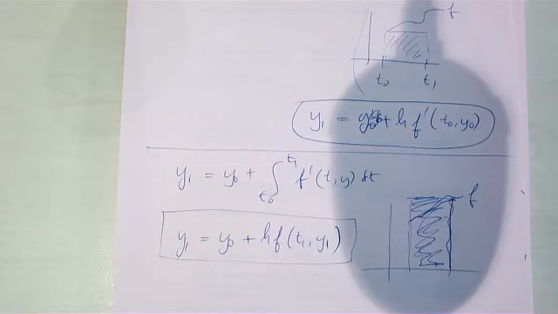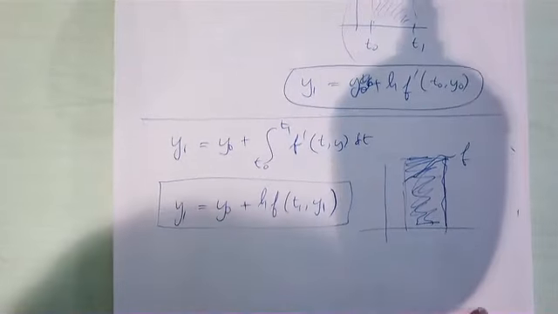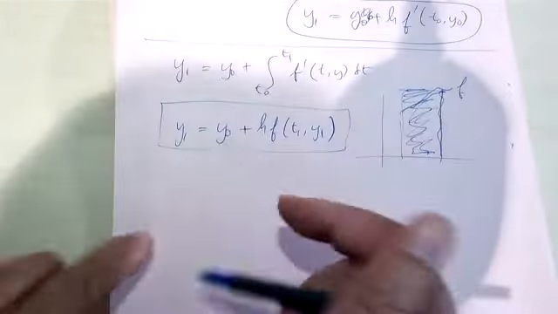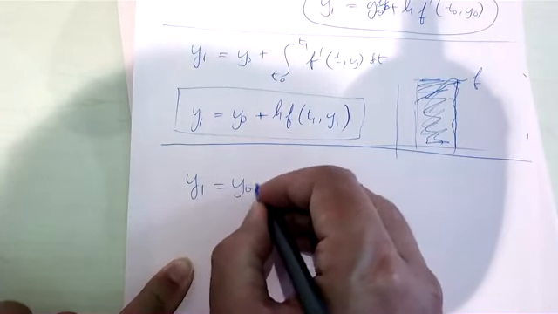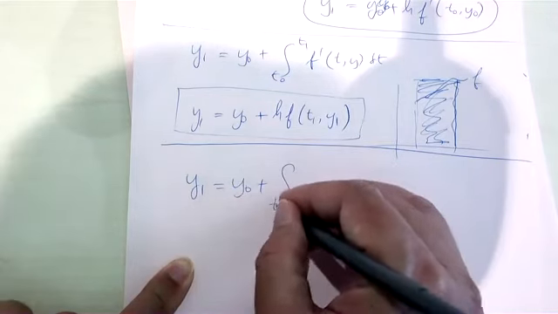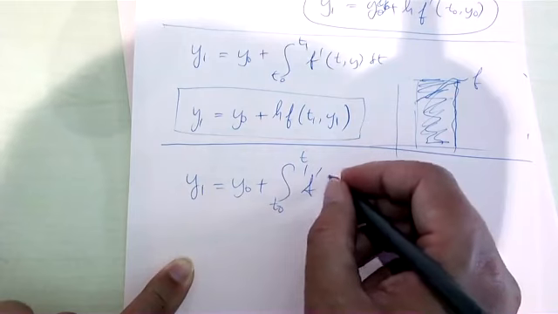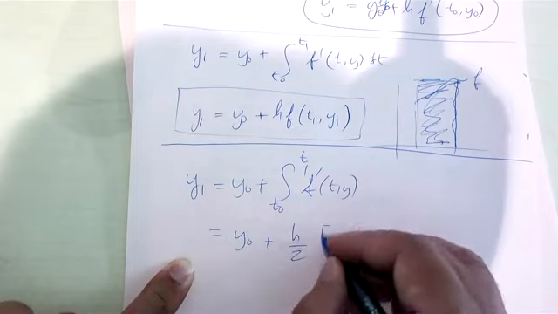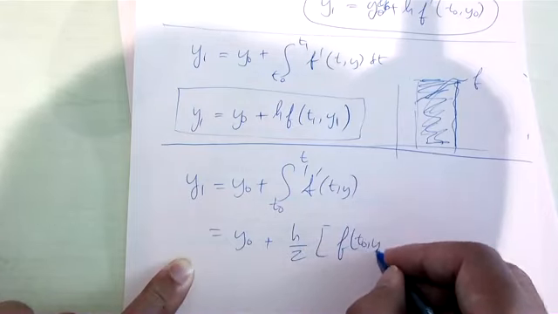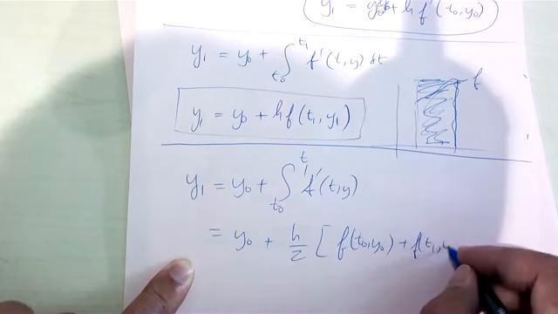And now, what happens if I replace this by the trapezoidal rule? So yn plus 1 is implicit, yeah? If I replace this by the trapezoidal rule, then I have y1 equal y0 plus the integral from t0 to t1 of f, which I now replace by one half of f of t0, y0 plus f of t1, y1.